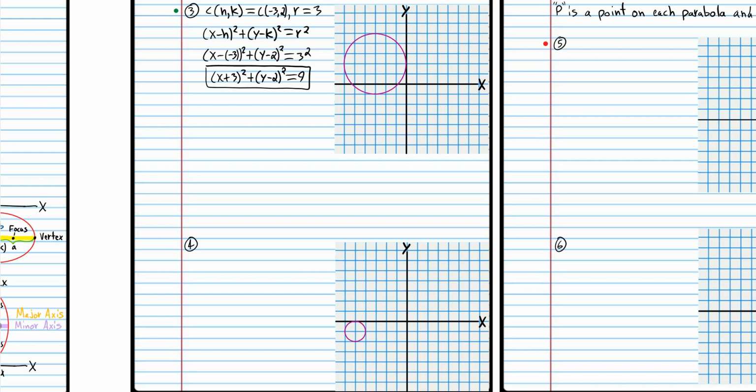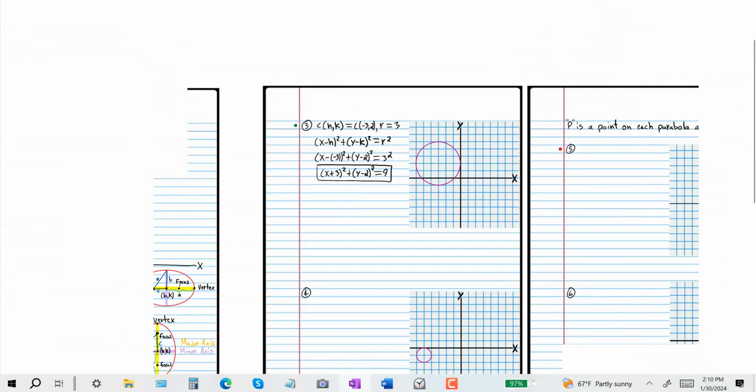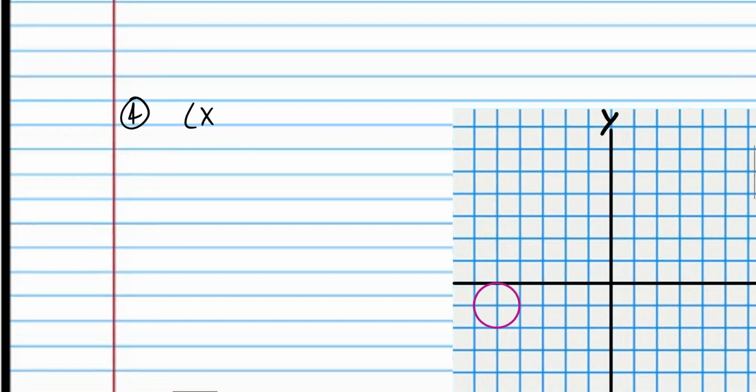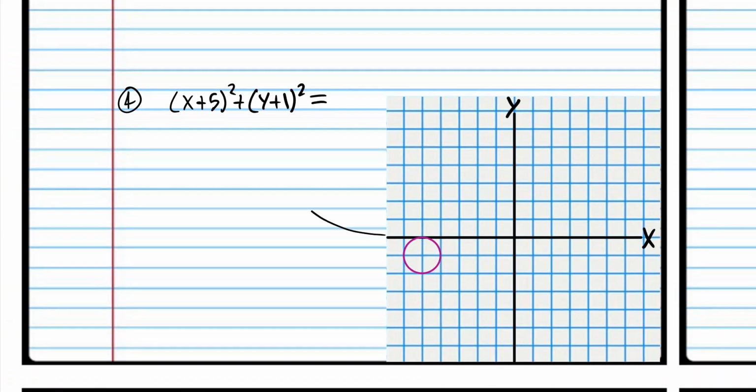Okay, we're back. So I'm just going to write the equation. I'm not going to show a lot of work. I can see that the center is 1, 2, 3, 4, 5, negative 5, negative 1. So that's going to be plus 5 and plus 1. You probably noticed that the signs change when you actually plug into the equation. And I can see that the radius of the circle is 1. So 1 squared is 1. So there you go.